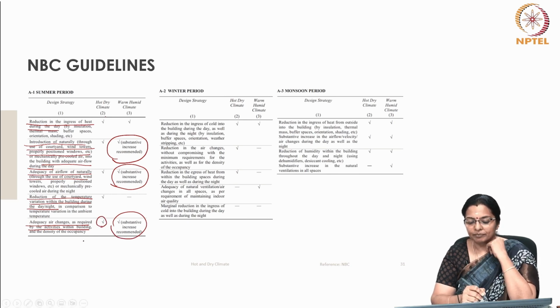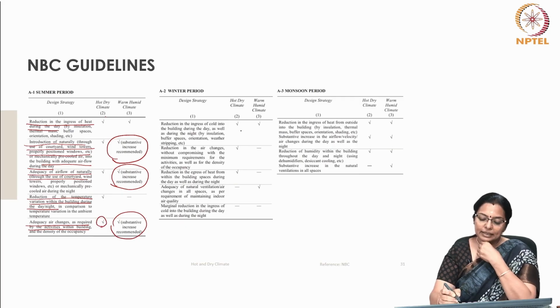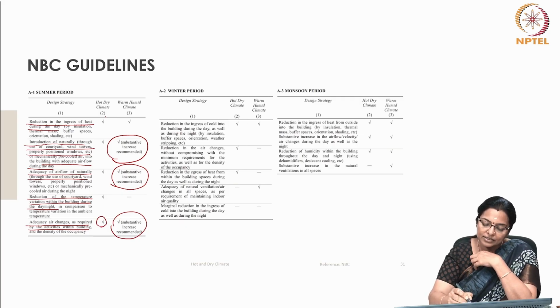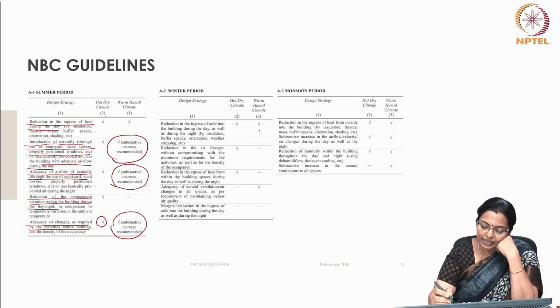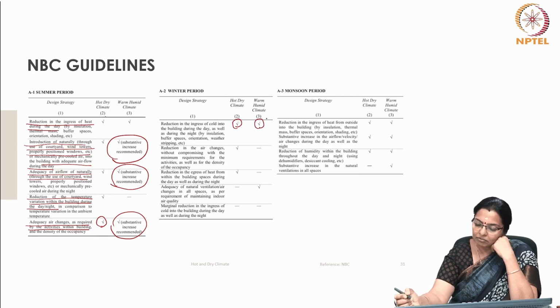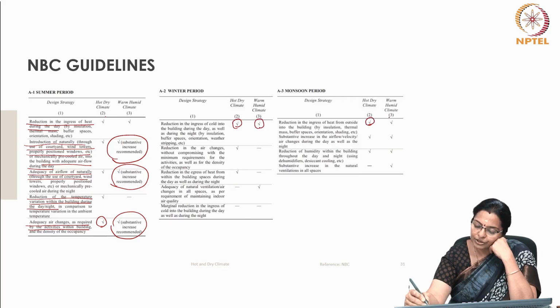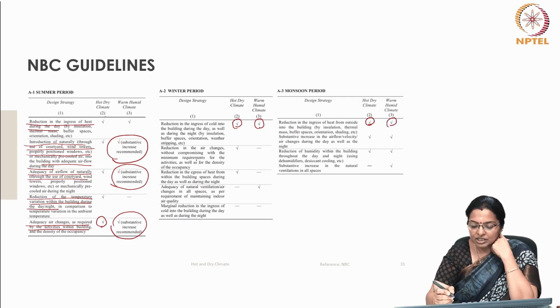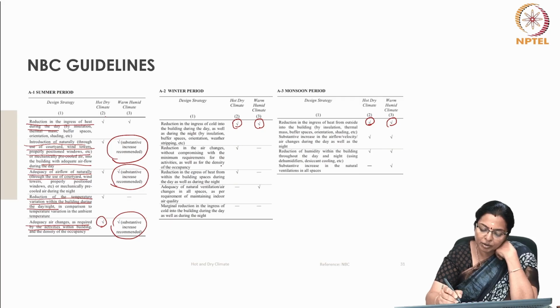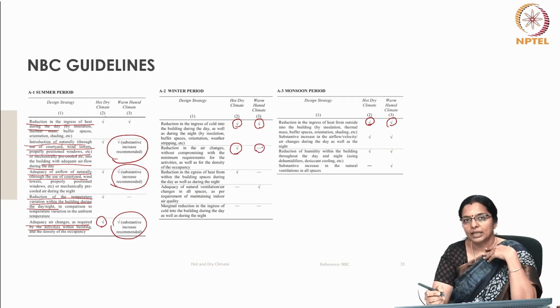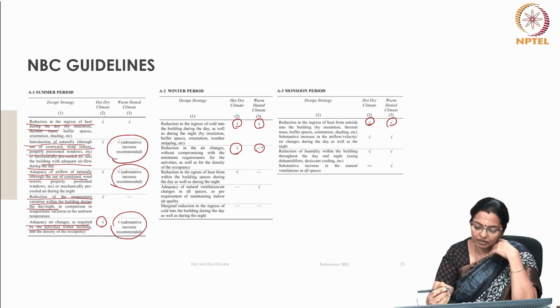during the summer period. During the winter period, the reduction in the ingress of cold into the building during the day should be valid for hot dry and warm humid, and during monsoon also it should be valid in hot dry and warm humid. Reduction in air changes without compromising the minimum requirement for the activity must be there in hot and dry during winter and not in the warm and humid. So in warm and humid, there must be air changes throughout the year.